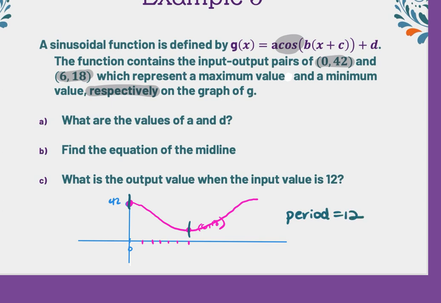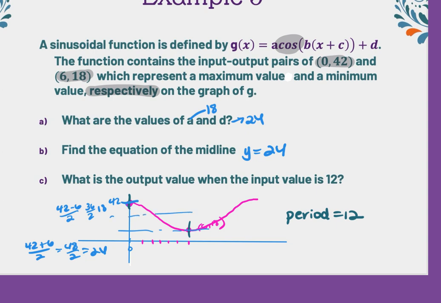I also know that my amplitude is the vertical distance between these two. So 42 minus 6 divided by 2, or 36 divided by 2, which is 18. That's your A. And if I want to find D, or my vertical shift, I'm going to do 42 plus 6 divided by 2. So 48 divided by 2, which is 24. And that's D. I also could have taken the 42 and subtracted the 18 from it, or the 6 and added the 18 to it. It also would have given you the 24, which leads you to the midline. The midline is y equals 24. So that midline would have been somewhere in here.